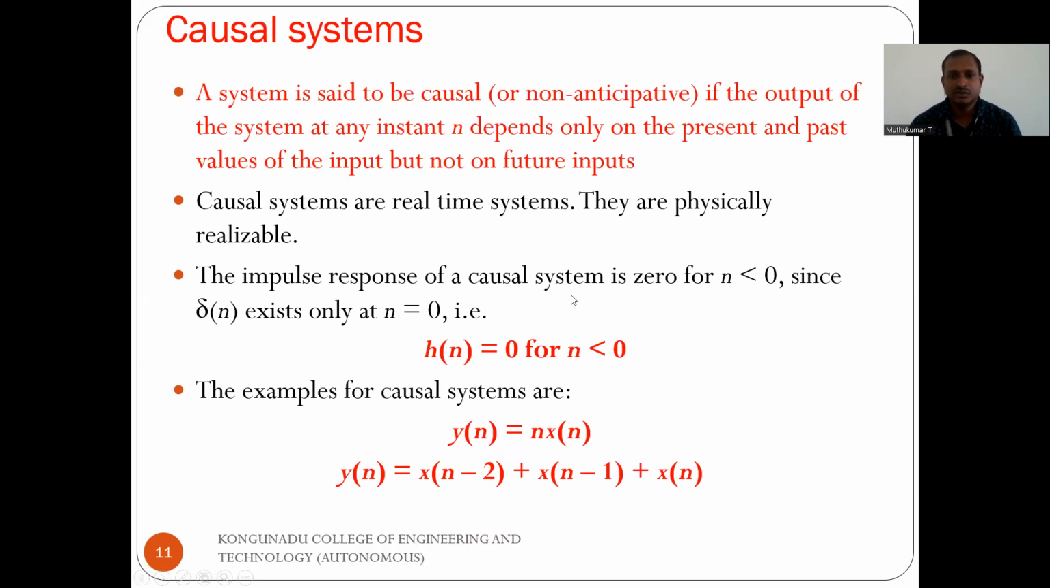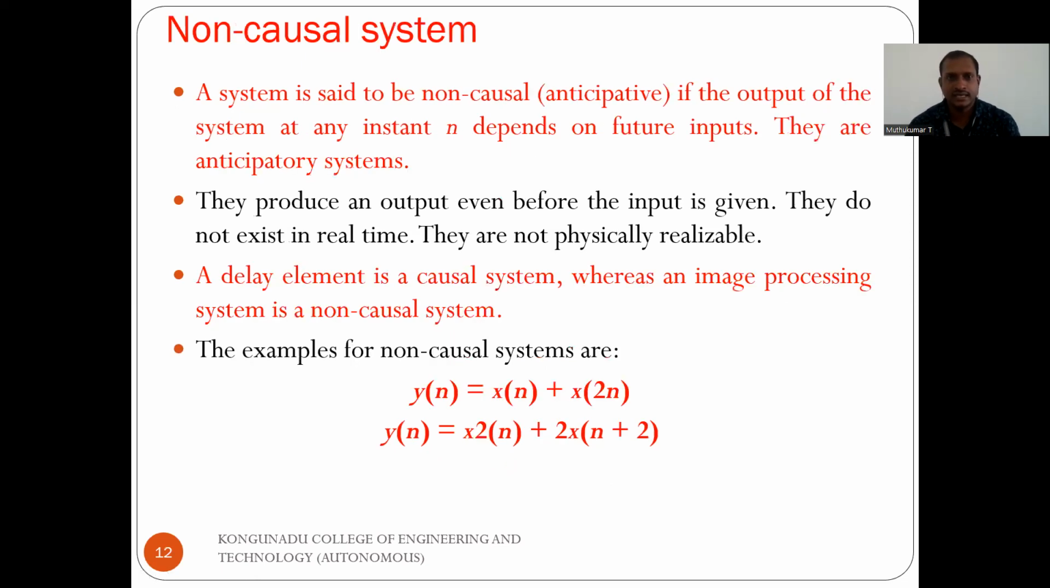The impulse response of a causal system is 0 for n less than 0. So h of n is equal to 0 for n less than 0. Examples of causal systems are y of n equal to n into x of n, and y of n is equal to x of n minus 2 plus x of n minus 1 plus x of n. So this is an example of a causal system. Causal system means the output depends on the present and the past values of input, not on the future input.